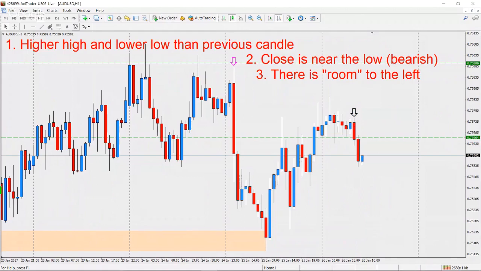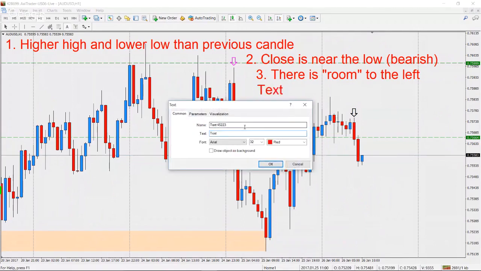There's actually one other reason why it doesn't fit all criteria, but obviously number 4 is that the second candle engulfs the first, which is really what number 1 says. So it completely engulfs the prior candle, which is what number 1, this rule right here, higher high and lower low, by definition means that it engulfs the prior candle.